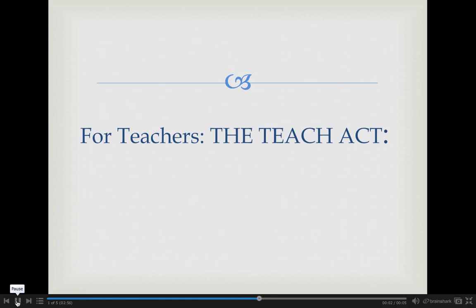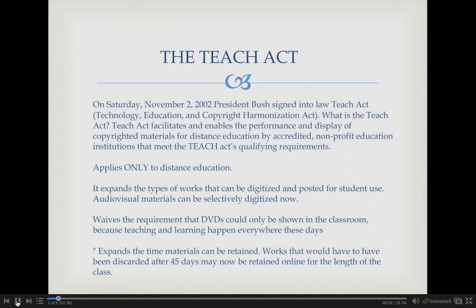The Teach Act for Teachers. On Saturday, November 2nd, 2002, President Bush signed the Teach Act into law. What is the Teach Act? The Teach Act facilitates and enables the performance and display of copyrighted material in distance education by accredited non-profit education institutions that meet the Teach Act qualification requirements.